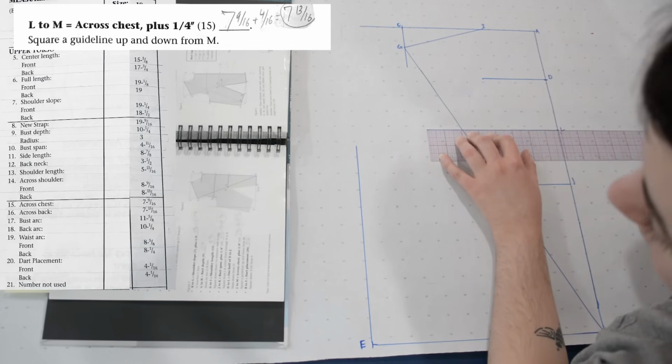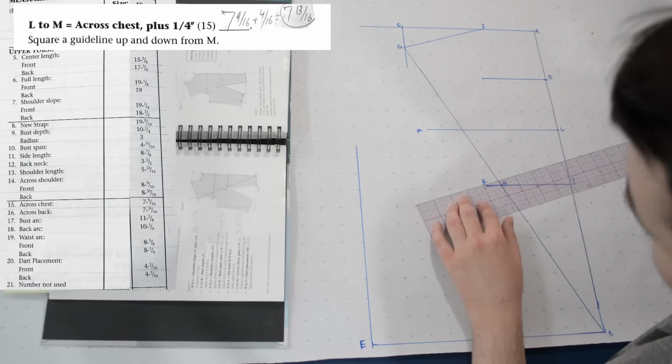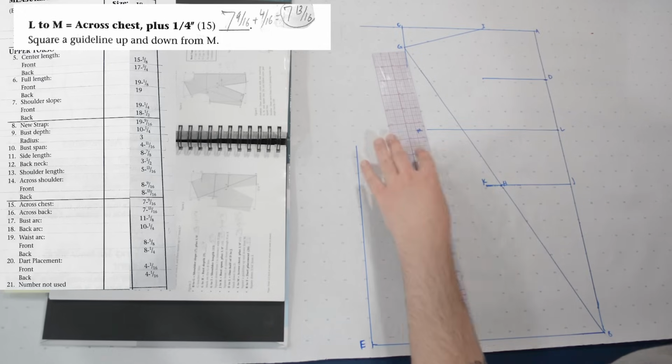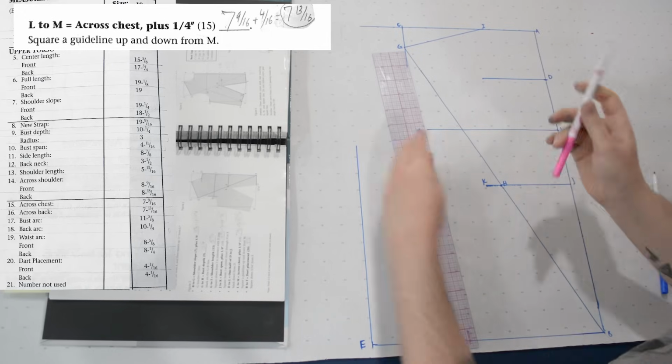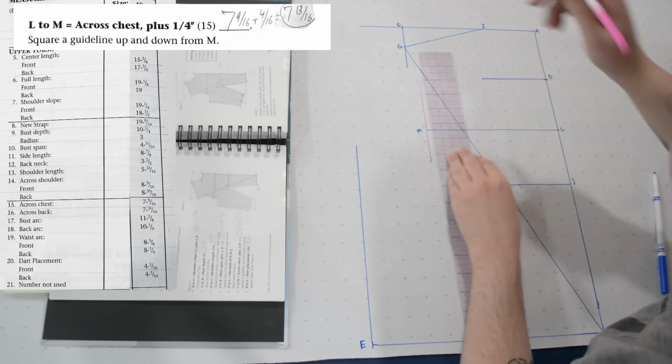There we go. And then this is M here. And then for M, it says square a guideline up and down from M. It doesn't say how long to make that guideline. It just says to square one. So we're going to draw it in pink there for now.